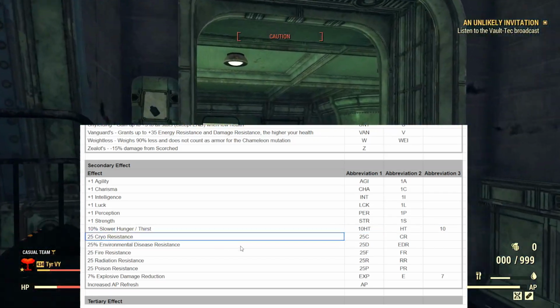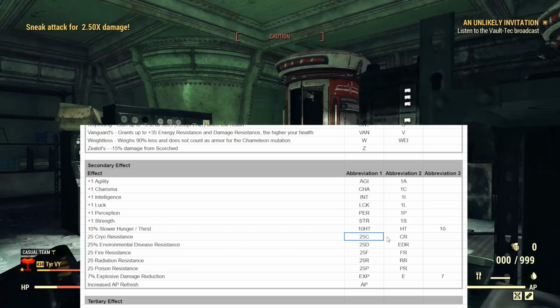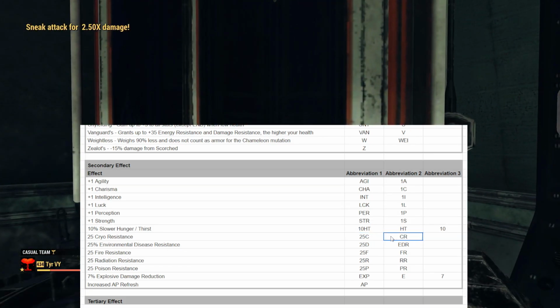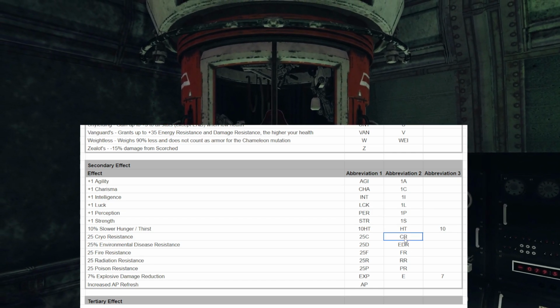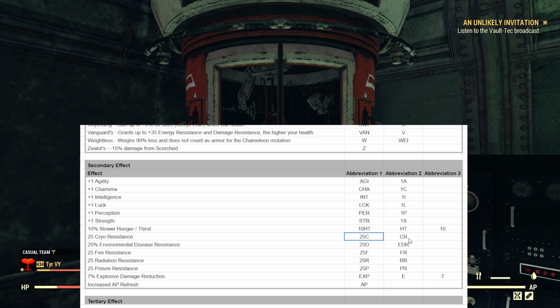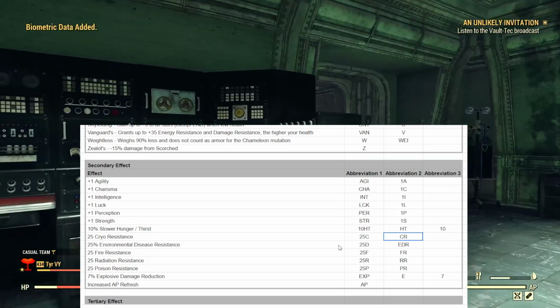Then we've got 25 more cryo resistance, 25C or just CR. I most commonly myself refer to it as just CR. That makes sense, cryo resistance. Don't really need the number there. However, you can also write 25CR to really get your point across as to what it is. That will make perfect sense as well.